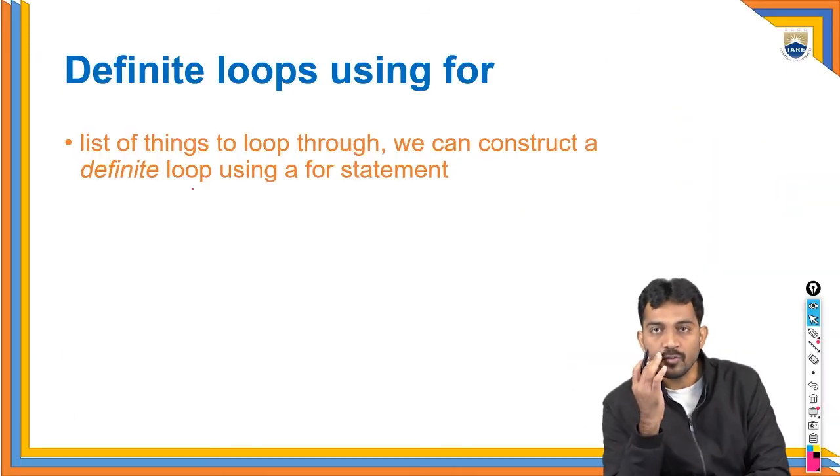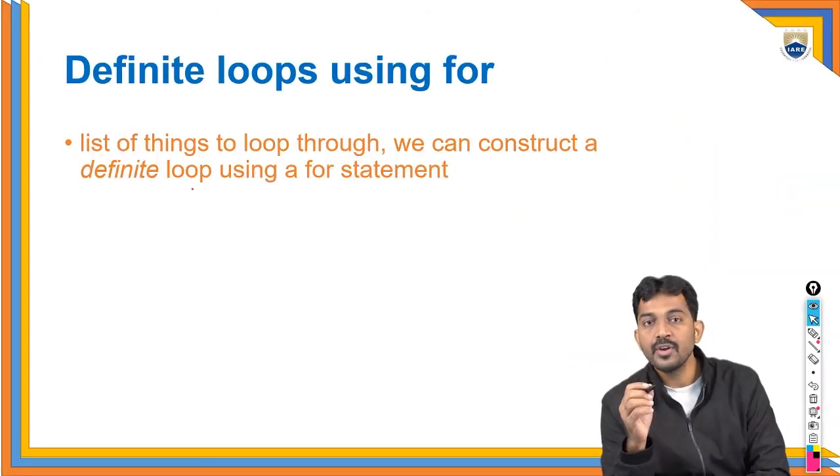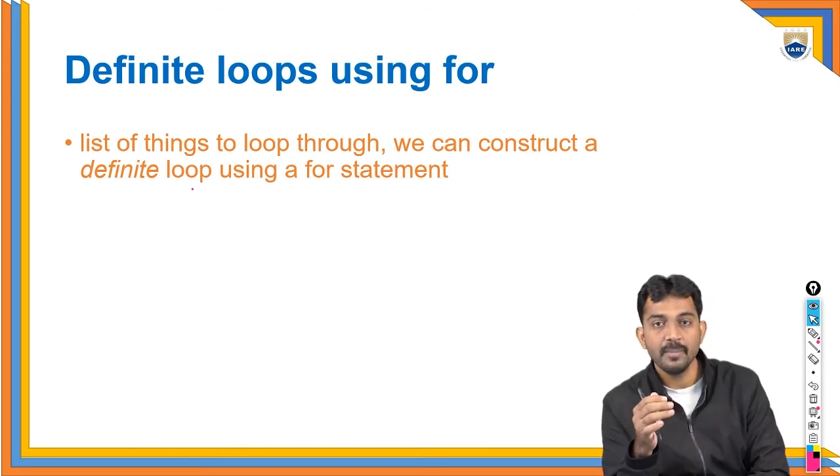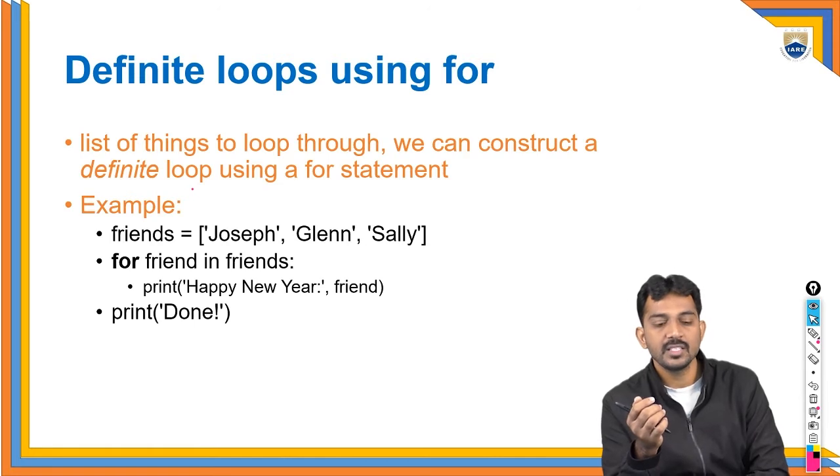Suppose, for example, you have a list of 100 roll numbers in your array. If you want to access them one by one, you require one assignment and index-based accessing, right? But using a for loop, that kind of access is not required. Let us see one example. One list contains Joseph, Glenn and Sally. Three names are there, right?